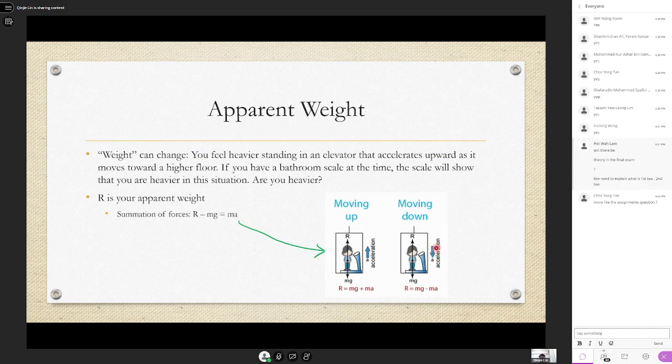For the other case, when the acceleration is downwards, if you draw the free body diagram, it's mg minus ma. So if you accelerate downwards very fast, you'll feel yourself becoming very light. Of course, the most extreme case is when you accelerate so fast that this ma cancels out this mg. That means you won't feel anything really. You are essentially falling down, like free fall.